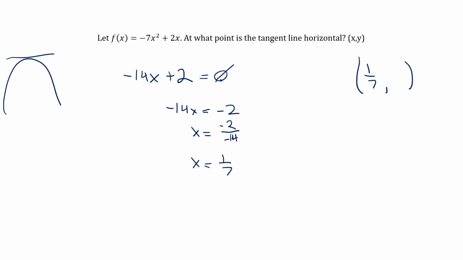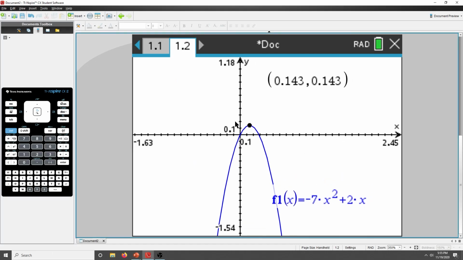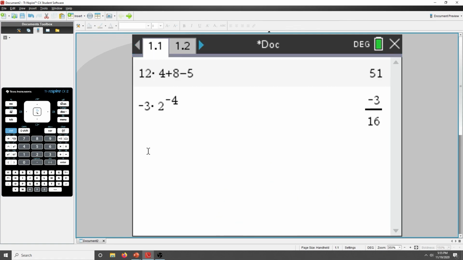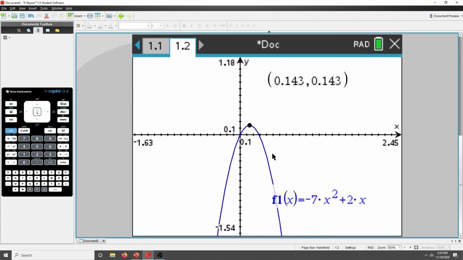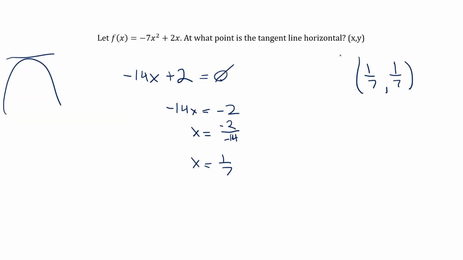So then we plug that back into here, because that is only one part of our final answer. And I'm going to do that in the calculator, which actually already has this graphed, so spoiler alert. Negative 7 times 1/7 squared plus 2 times 1/7 equals 1/7. And I actually graphed this earlier, and that point is 1/7, 1/7. So this would be your answer.